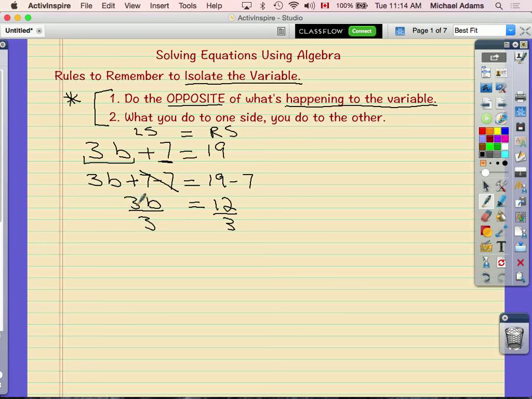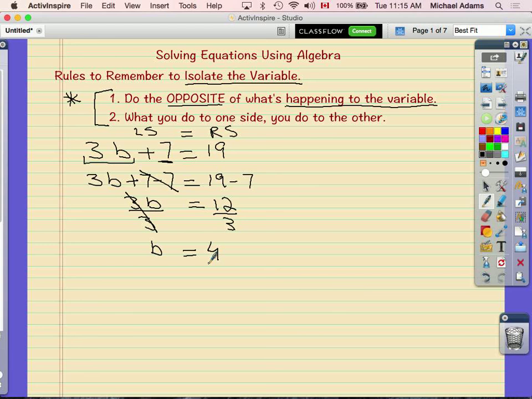3b divided by 3. The 3's are opposite to each other, so they cancel out. All I'm left with here is the variable b, and it's by itself, so now it's isolated. And b is equal to, after I simplify my right side, 12 divided by 3, or 12 over 3. That simplifies to 4. So b is equal to 4.